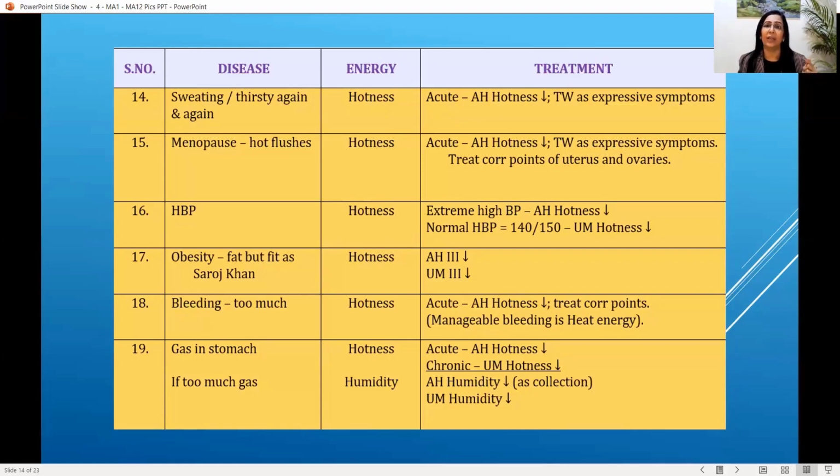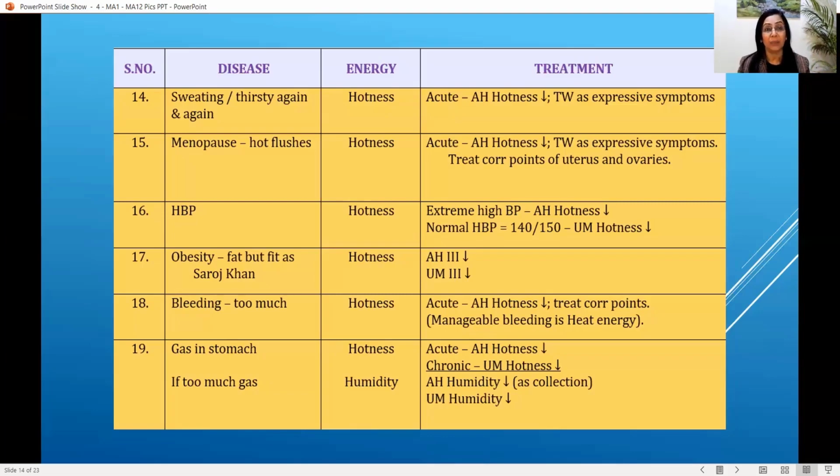In that also, you can sedate hotness, the hotness meridian, which is the triple warmer meridian, because this is a very expressive symptom. And because this is related to your reproductive system, in spite of it being an acute problem, you can still treat the corresponding points of the uterus and the ovaries.